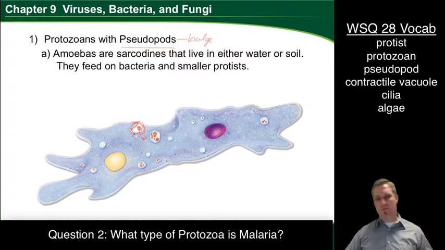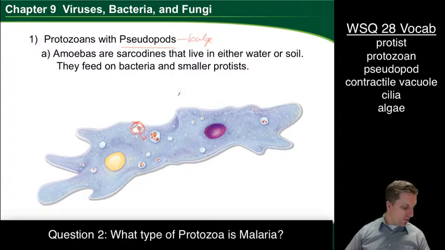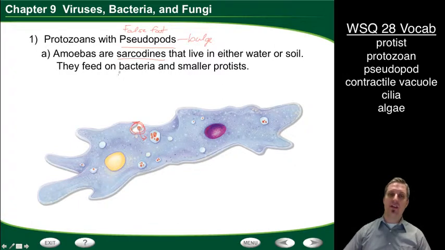They also can move the bulge of the pseudopod to create motion through water. So pseudopods are really, really important. The word itself actually means false foot. So it's not a real foot, but they use it for movement. Amoebas fit into this group of what are called sarcodines. They live in water or soil, but they're usually close to water, and they feed on bacteria and other small protists.